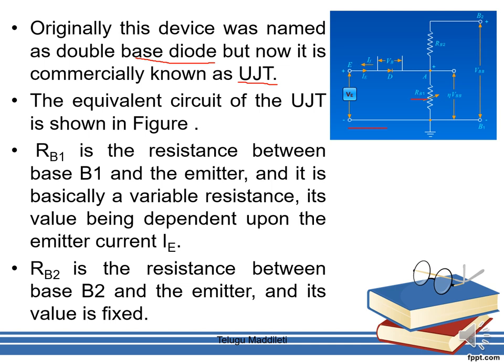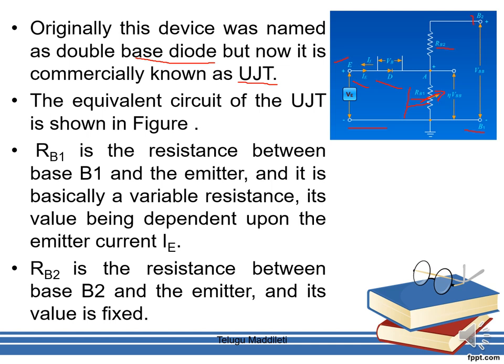RB1 is the resistance between base B1 and emitter, whereas RB2 is the resistance between base B2 and emitter. Here RB1 is a variable resistance. Its value is dependent upon the emitter current. If emitter current increases, RB1 decreases. If emitter current is less, RB1 increases. That's why it is a variable resistance.